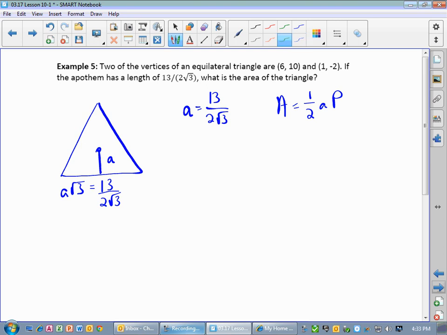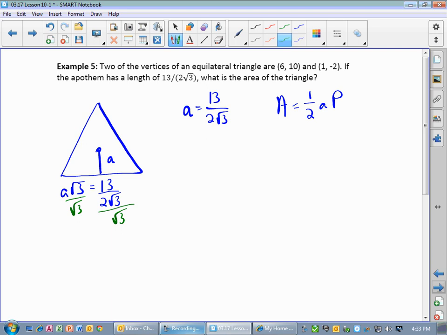Now we can't write this separately like I did on that previous example. Since square root of 3 is in the denominator, I can't write this as 13 over 2 times square root of 3. Won't work. So we just have to resort to dividing by square root of 3 here. I know it's looking really ugly, but it'll simplify in a second.